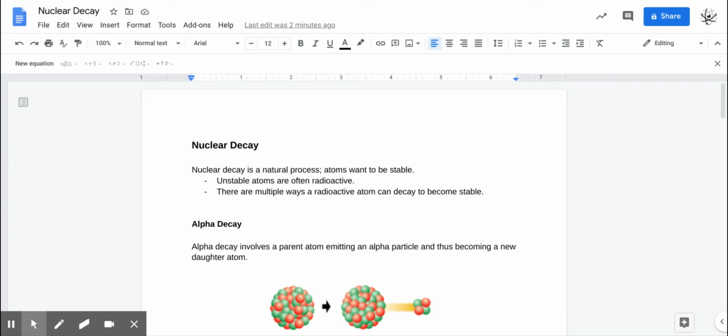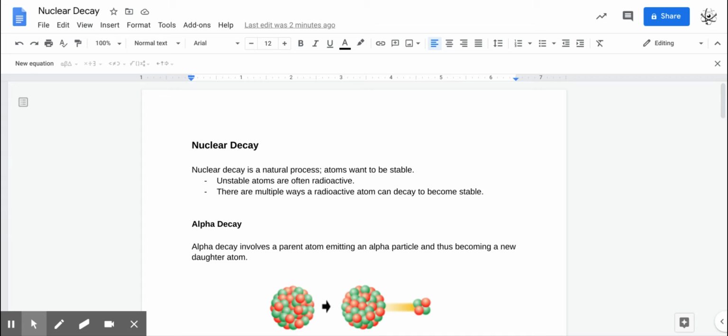Hi guys, today I want to talk about nuclear decay. Now, nuclear decay is a natural process. The driving force behind it is that atoms want to be stable, and when they have the improper ratio of neutrons to protons in the nucleus, they're not stable, and so they decay in order to become a stable atom.